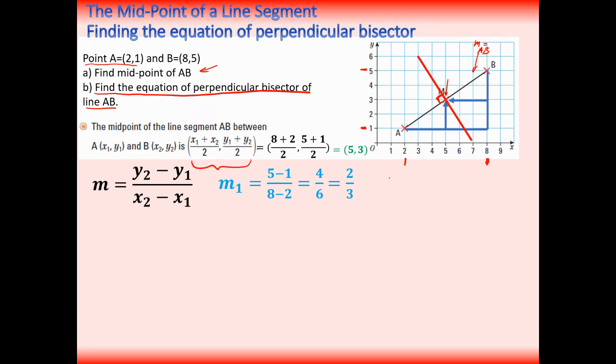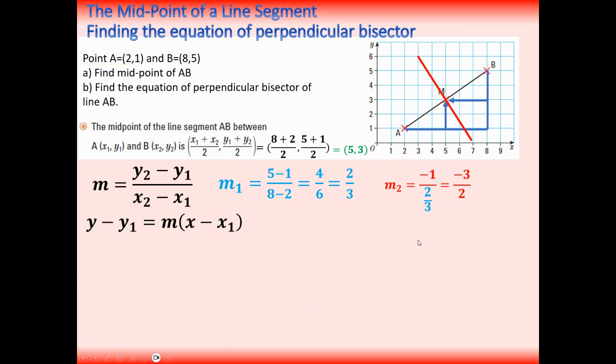Now, what's the perpendicular gradient? This is the gradient of A to B. So the perpendicular gradient m2 is going to be negative 3 over 2. We could put minus 1 and divide minus 1 by 2/3. We will get negative 3 over 2. Then we're going to take the equation of a straight line, and substitute the midpoint and the gradient we just found.